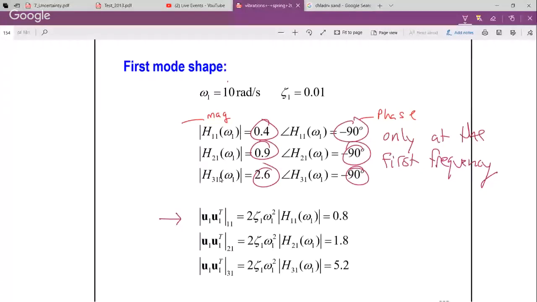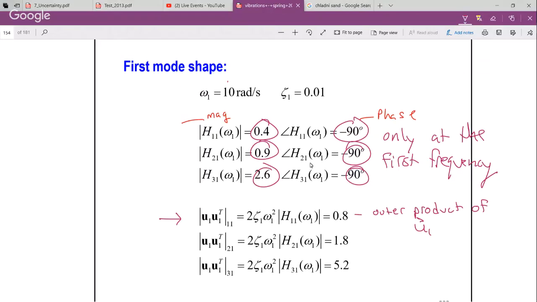So we have the magnitude of the first frequency response plot at omega 1, the magnitude of the second frequency response of the first mode, and the magnitude of the third. Multiply those magnitudes by 2 zeta 1 omega 1 squared, and that gives us the magnitude of these elements of the outer product of U1. Again, this equation would be given not with these subscripts but with i and j. Using this raw data, we are now able to calculate the magnitude of the outer product for 3 elements of this outer product matrix.